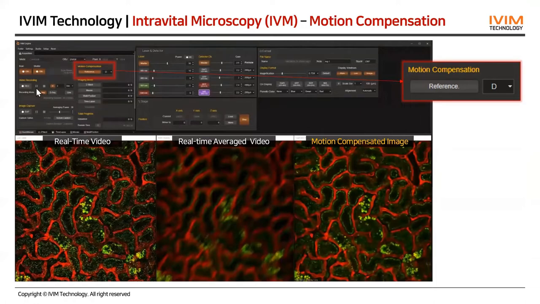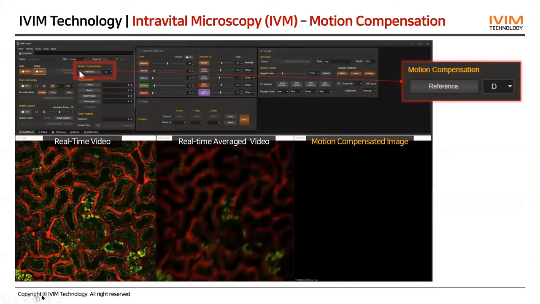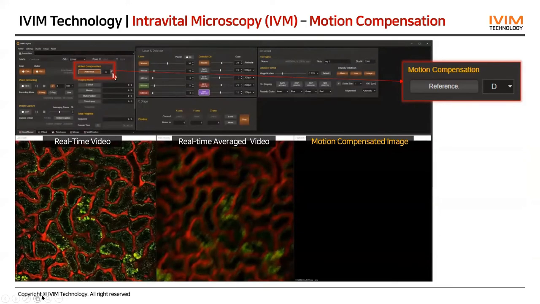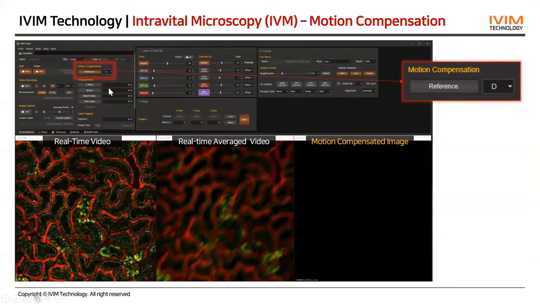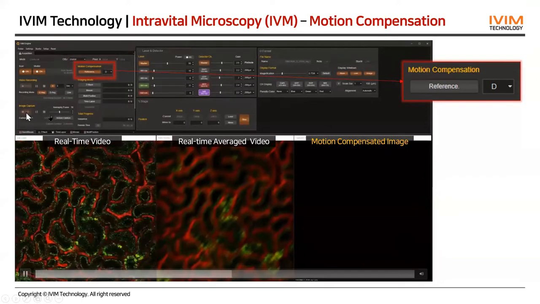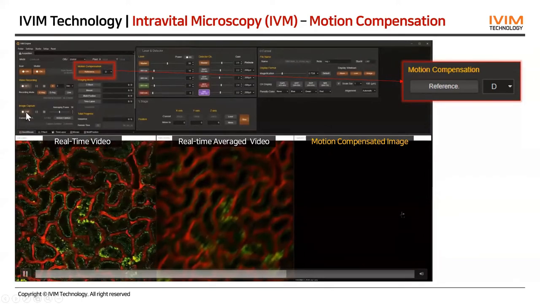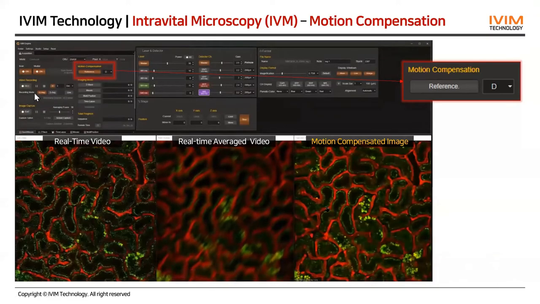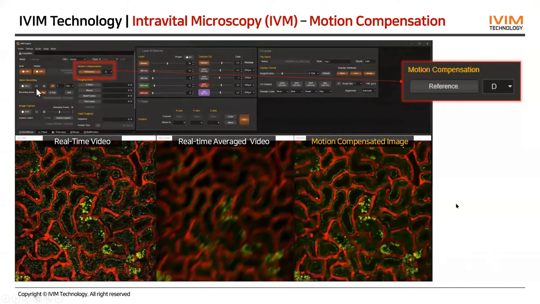So let me play again. This is the real video obtained from our software. What we do is we just select which color to stabilize, and then you just capture, and it automatically compensates for the movement, and then eventually you get these motion-compensated images.